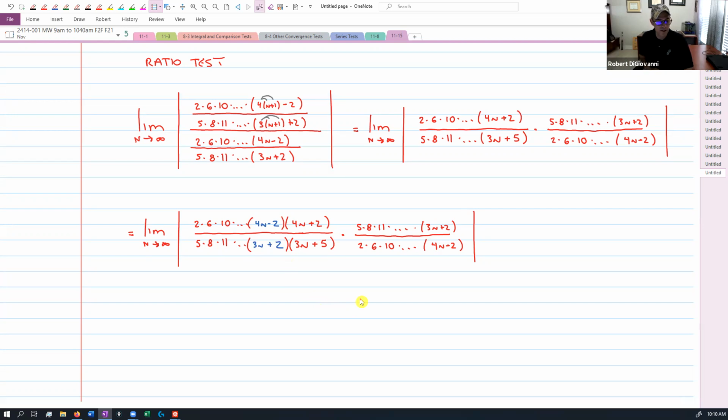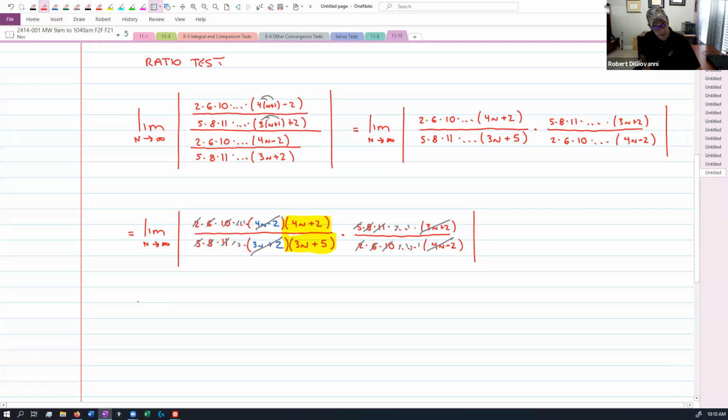It's going to help me see all this canceling. This 2 cancels with that 2, this 6 with that 6, this 10 with that 10. All these dot, dot, dots cancel with all these dot, dot, dots, and I get to the 4n minus 2, and I cancel that 4n minus 2. That's where I have to stop. And then the 5 and the 5, the 8 and the 8, the 11 and the 11, all the dot, dot, dots cancel. And then the 3n plus 2, 3n plus 2. And that means the only thing left here is this.